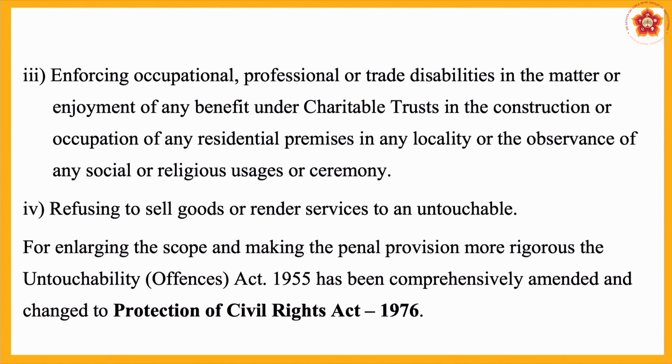All these four points that we studied have been done for enlarging the scope and making the penal provisions more rigorous. Penal provision means provision for giving punishments, and more rigorous means it is going to be harder for the people who are offending, for the people who are breaking the laws in these areas. Under the Untouchability Offences Act, 1955, this was comprehensively amended and changed to the Protection of Civil Rights Act of 1976. Why was this change made? To enlarge the scope and make the penal provisions more rigorous.